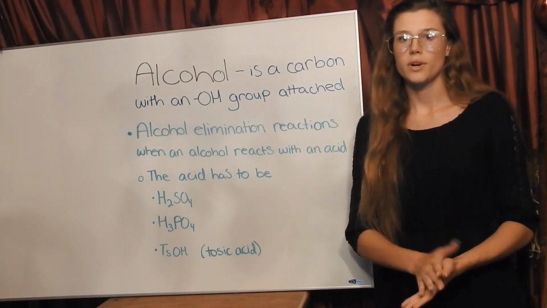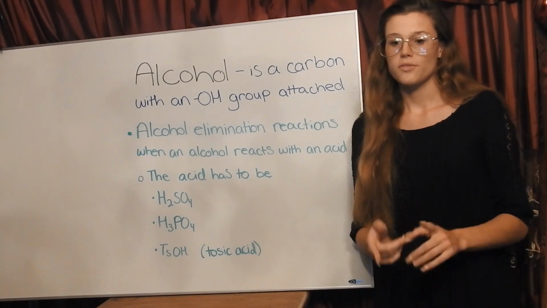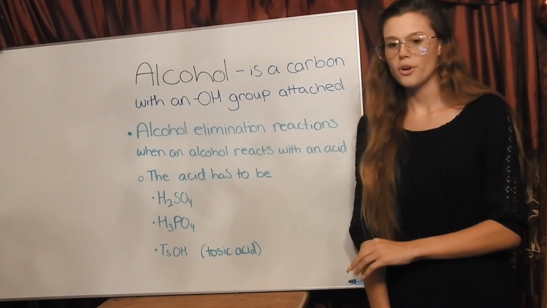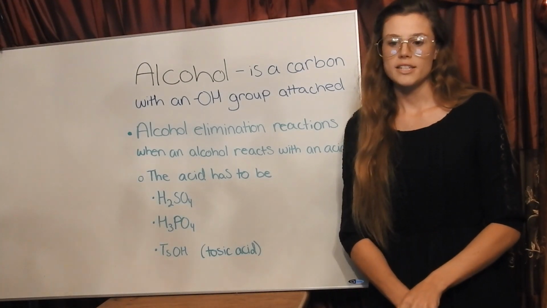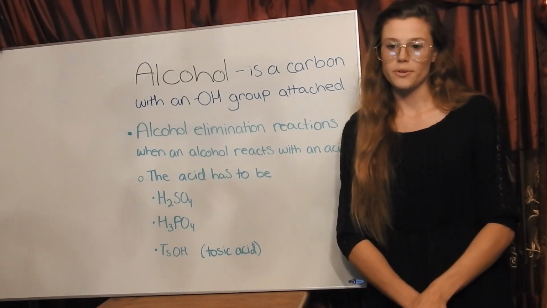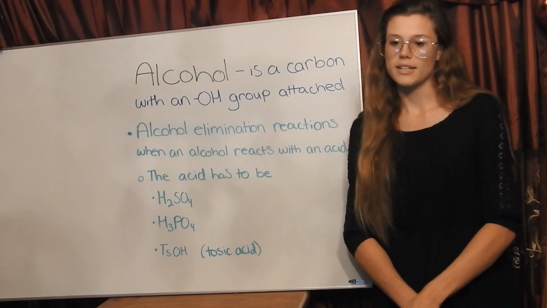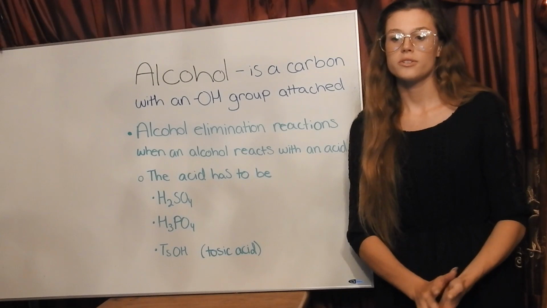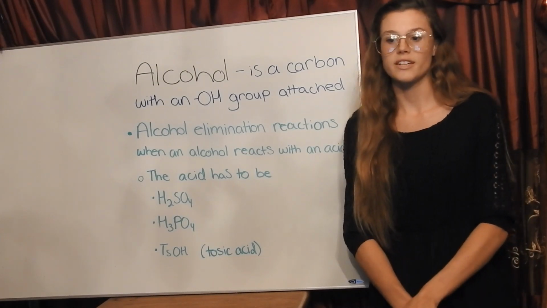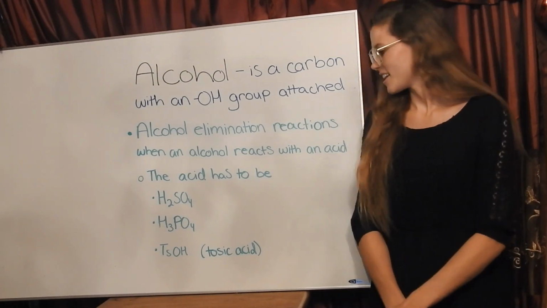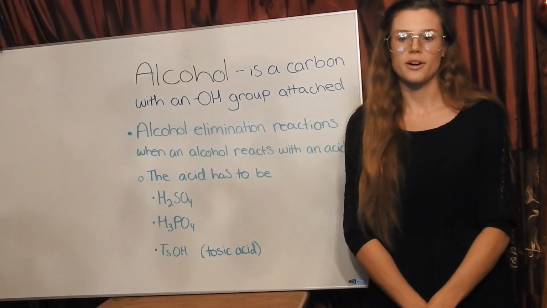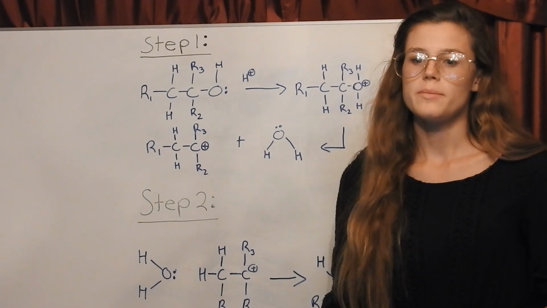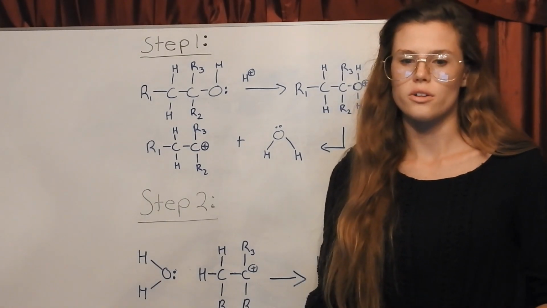The acid has to be one of these three: phosphoric acid, H3PO4, sulfuric acid, H2SO4, or tosic acid, which is the abbreviation of p-toluene sulfonic acid, as we see on the bottom. So let's describe the mechanism of elimination reaction for alcohols.